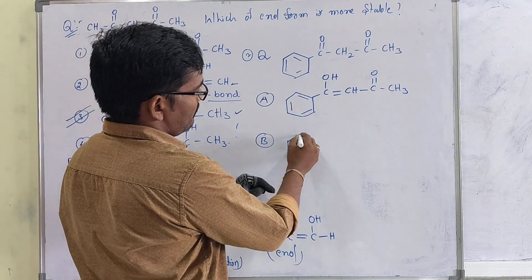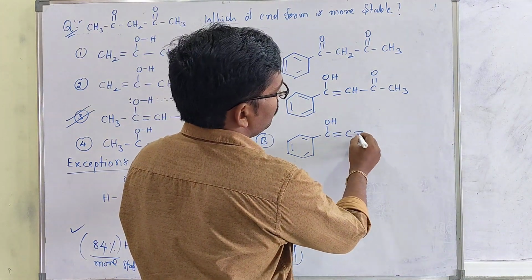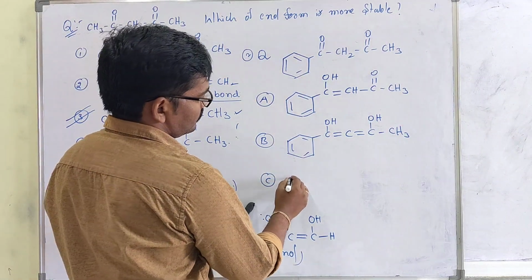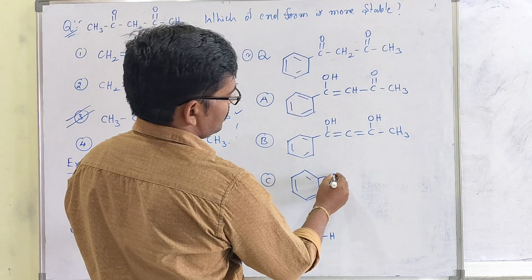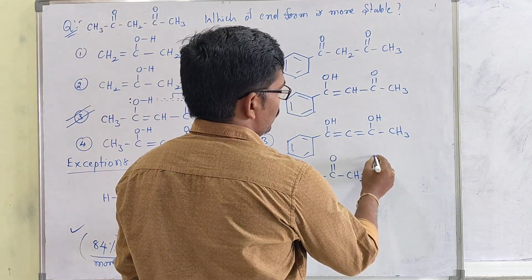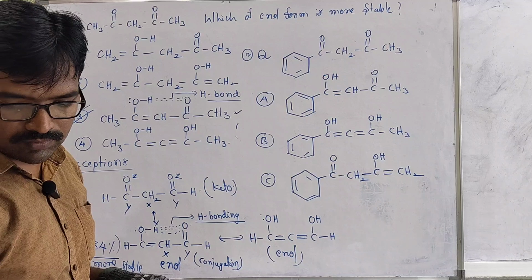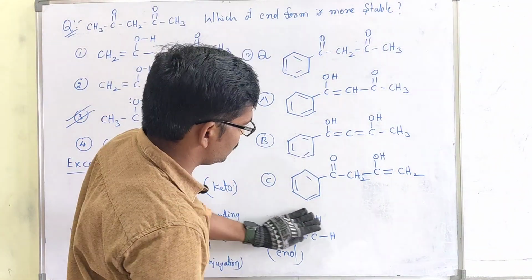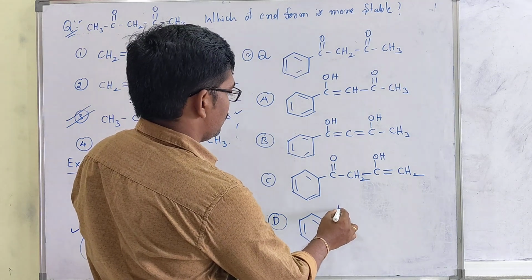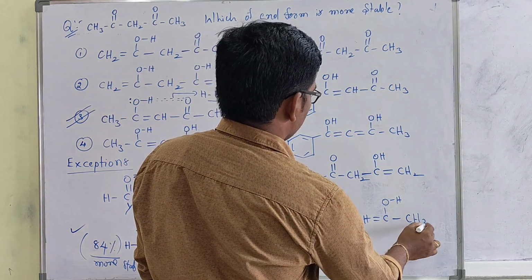Then B, benzene, COH, then double bond C, double bond C, OH, bond CH3, then C double bond O, then CH2, then COH, then double bond CH2, double bond CH2. Sir, in case at last, one more, D, benzene attached with C double bond O, then CH, double bond C, OH, bond CH3, like this will be there. Which is the more stable?